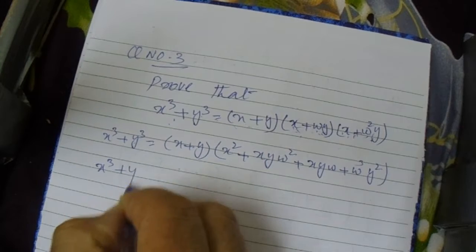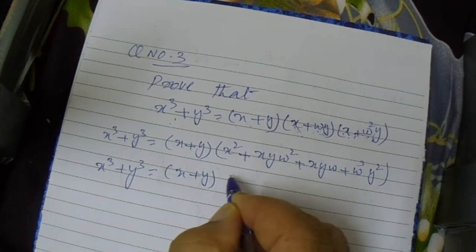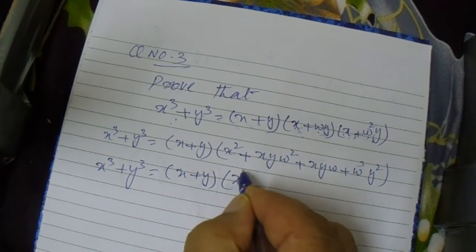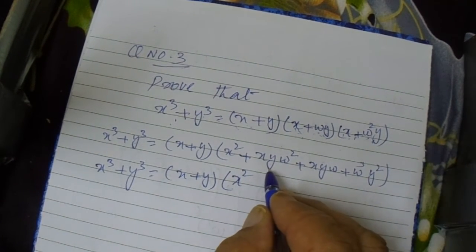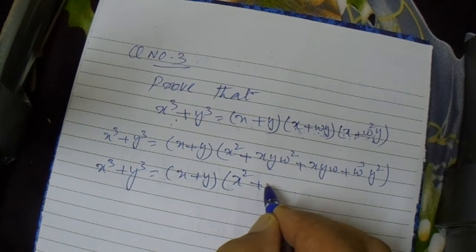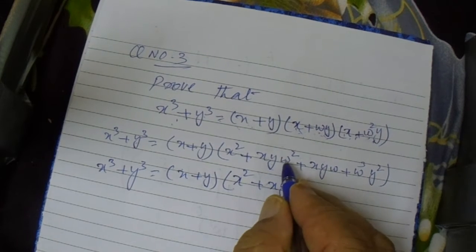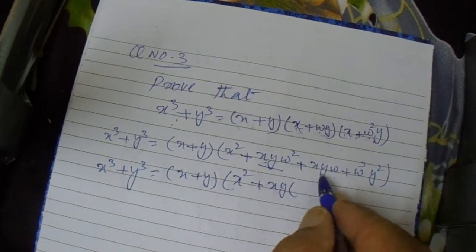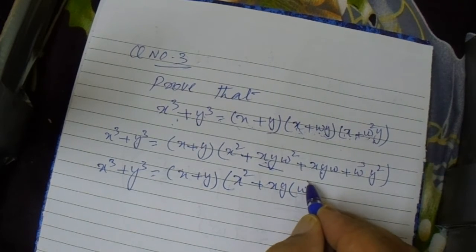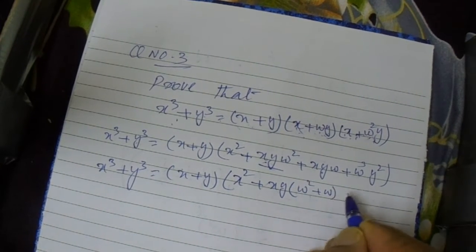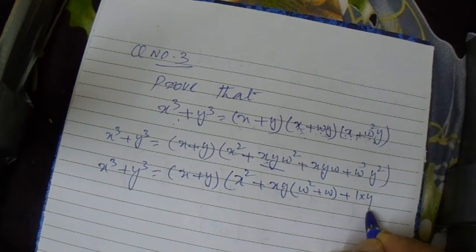x cube plus y cube is equal to x plus y, and we write this x square, and we take xy common from this, and we write here when xy comes out, inside the bracket omega square plus omega. Now plus this omega cube, which is equal to 1, multiplied by y square.